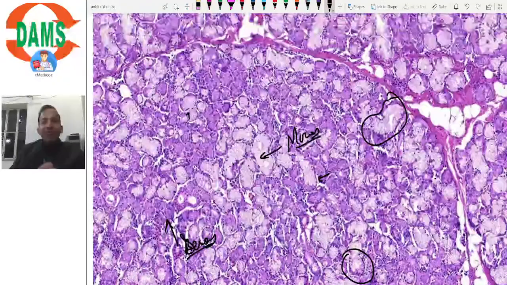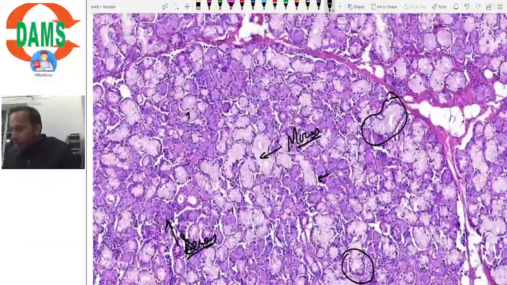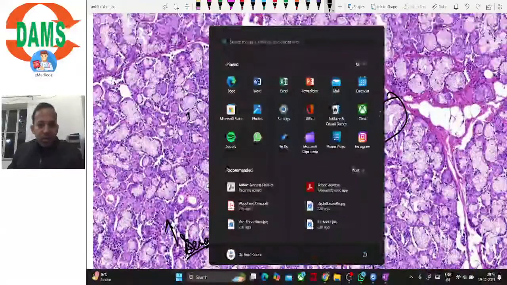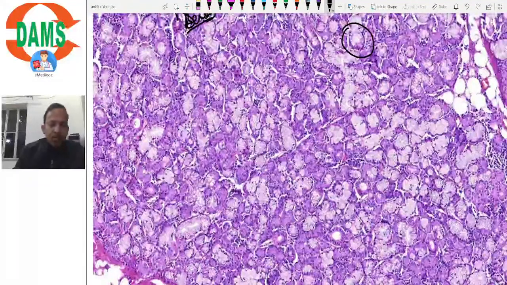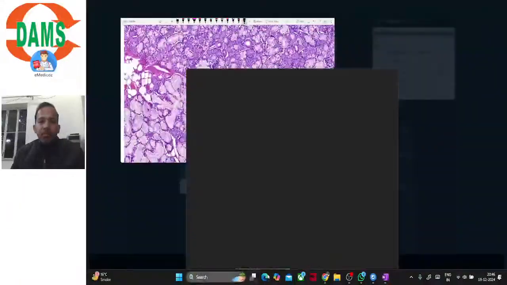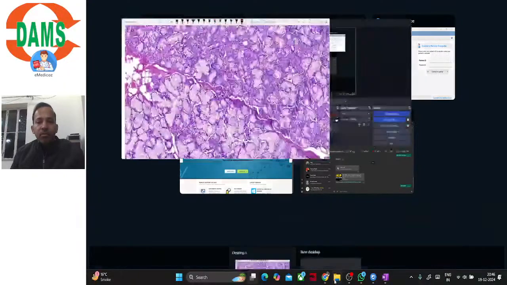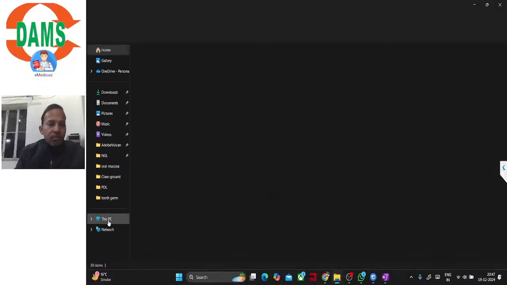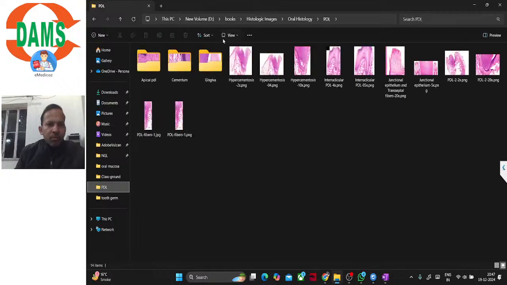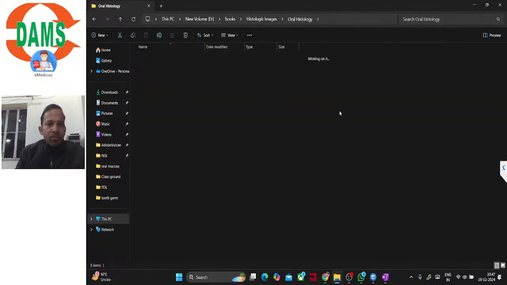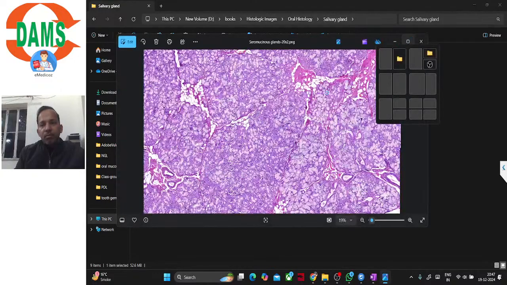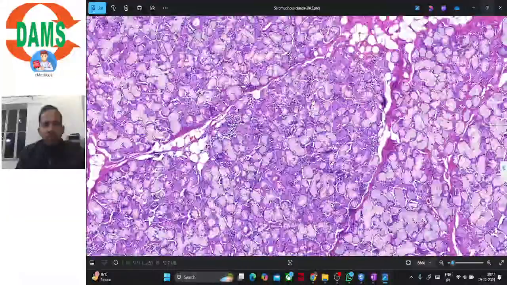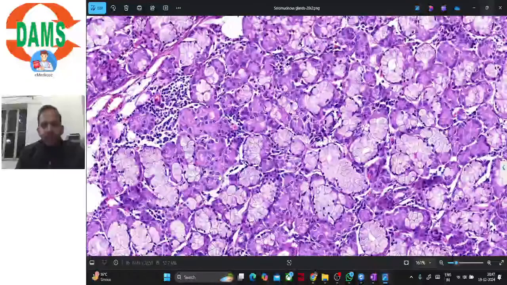This is mucin. In fact, individual cell boundary is also lost here. Let me get a clearer diagram for you. So now you can see it clearly, right?